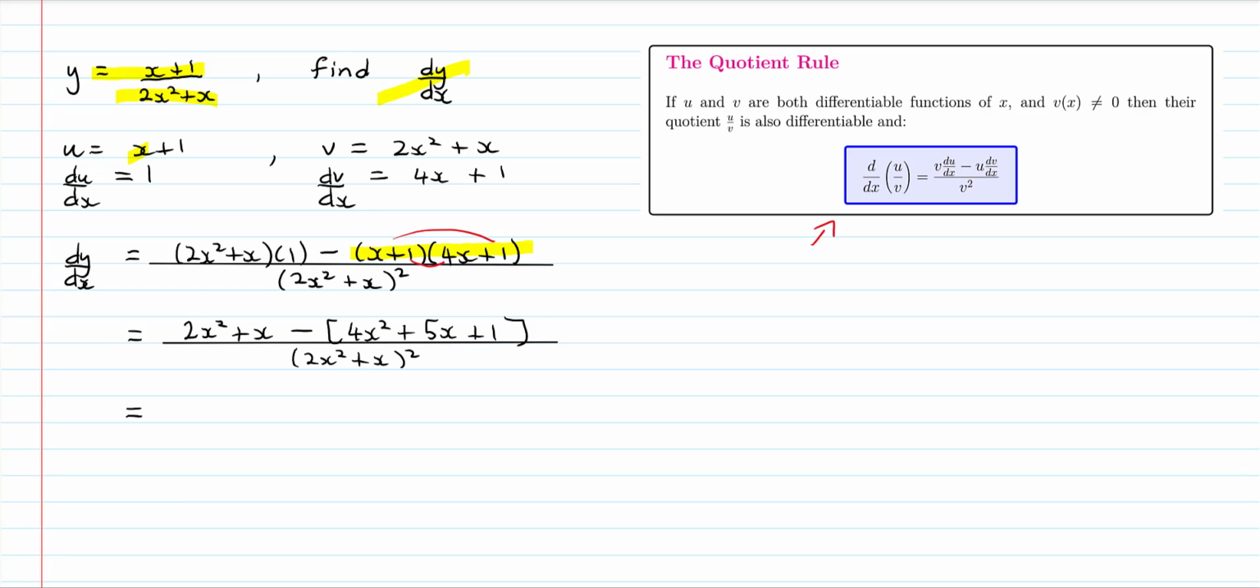And then just simplifying that numerator a bit more, this 2x squared minus 4x squared is going to equal minus 2x squared, and then we've got this x minus 5x, so that is minus 4x, and then we've got the minus 1, and that is all over (2x squared plus x) all squared. Okay, so that's our final answer, and that's an example of differentiating a function using the quotient rule.